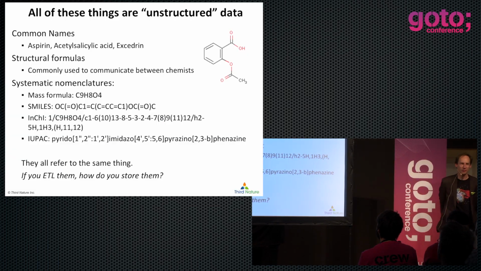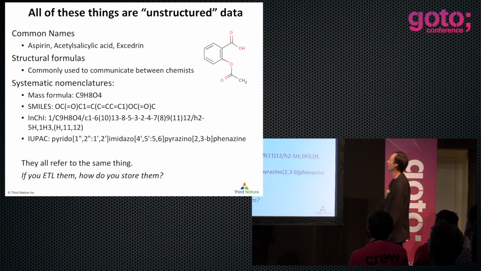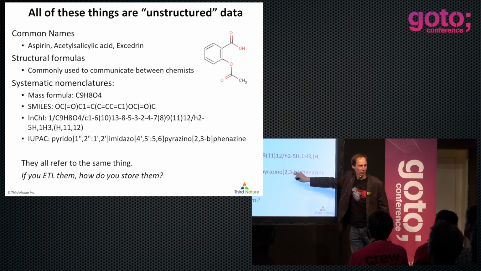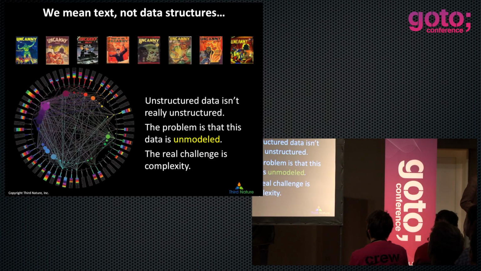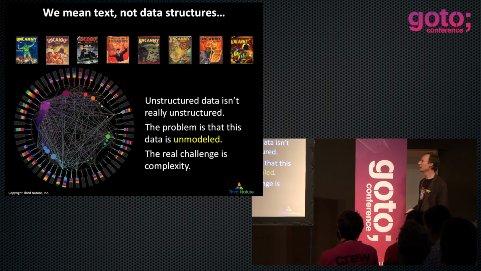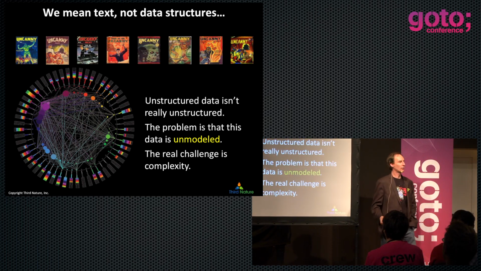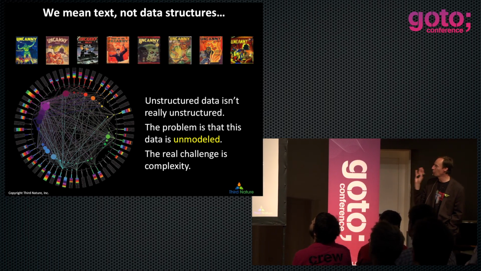Everything on this page refers to exactly the same thing, which is aspirin. I have a headache. Well, take this, or that, or that, or that, or that. These are systematic nomenclatures. There's structure in there which you can use to identify and extract things. When we talk about unstructured, we really mean unmodeled, because we haven't constructed the model to hold that thing in a consistent and repeatable and extractable way.